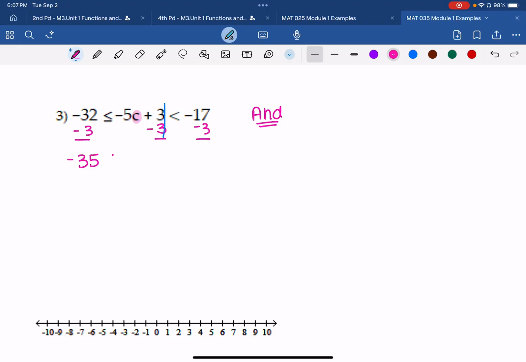I'm going to drop down that inequality. I've got -5c in the middle. Then I'm going to get rid of that 3 because it's gone. I'm going to drop down that less than. And then I've got -20 on the right.